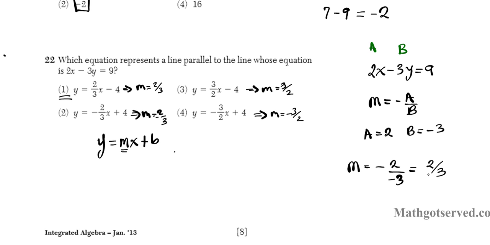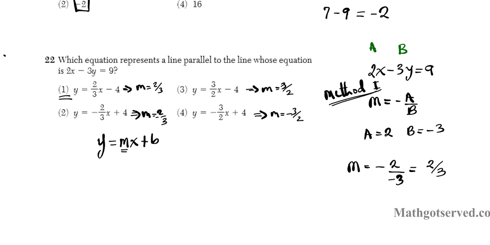This is one way of doing this. You can call this method 1. Let me show you another way of doing this. This is a quick way if you remember the formula. But if you do not remember the formula, you can also do this problem by transformation of the equation.